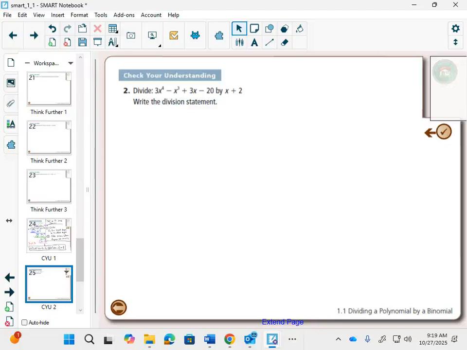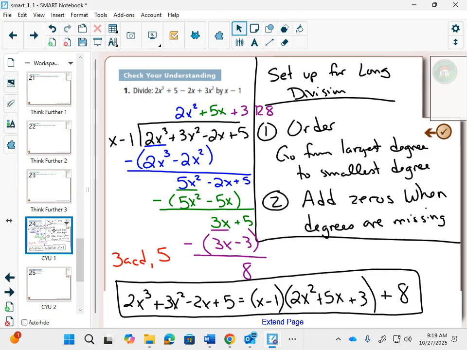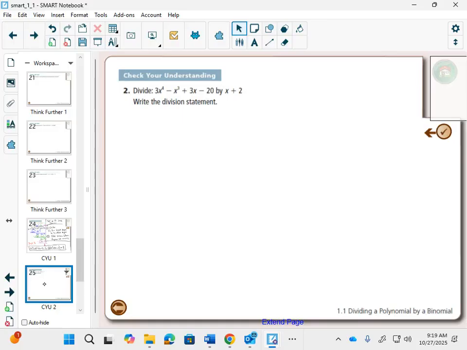Go to our second one, and in this second example, remember we had our setup for long division? The order mattered. Go from your largest degree to your smallest degree, and then add zeros when things are missing. Well, this is the case here. When I set this one up, I'm dividing by x plus 2. I started thinking about the order.